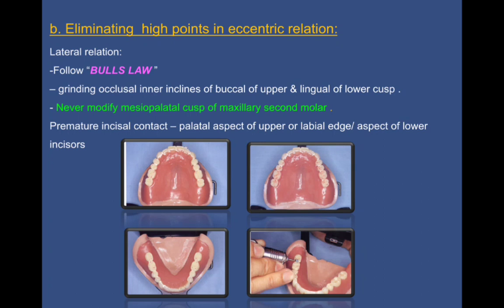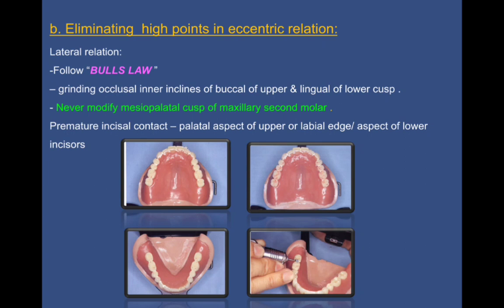You have to be careful that you don't grind the tips of the cusp. You have to trim the inclines. So that needs to be taken care of. The vertical dimension should not be destroyed. If you trim the cusp tips, the vertical dimension is going to be changed. So we need to take care that our centric relation and the vertical jaw relation is maintained. We do not have to get overenthusiastic in trimming the cusp tips. The cusp's slopes need to be eliminated.